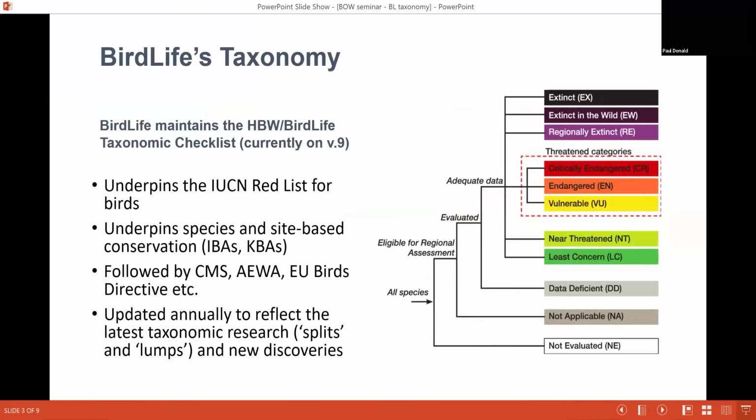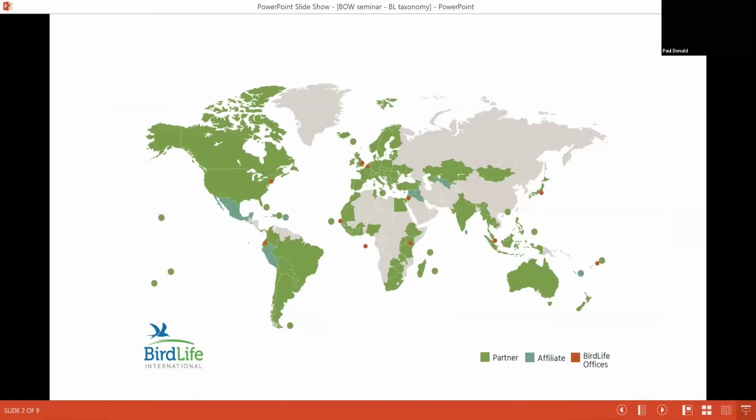I'm sure you've all heard of BirdLife International, even if you don't know the details. We're a global partnership of bird conservation organizations with one, occasionally 2 partners in each of the countries there in green, a number of affiliate partners in blue, and a number of regional offices around the world marked with the red dots there, and a global secretariat based in Cambridge, UK. And the aim of BirdLife really is to facilitate the flow of resources and information between bird conservation organizations around the world.